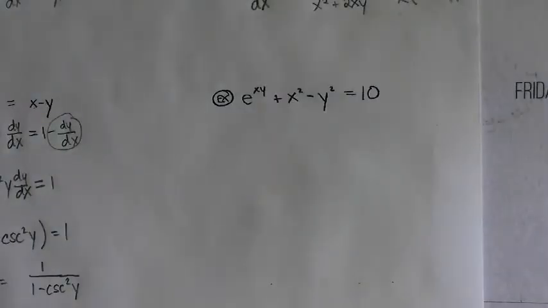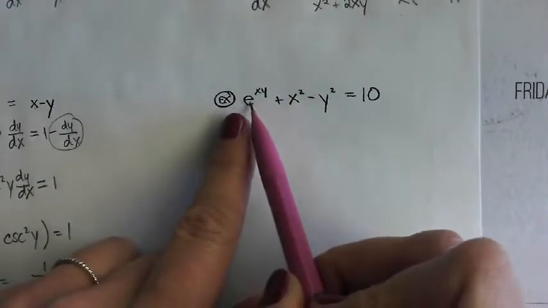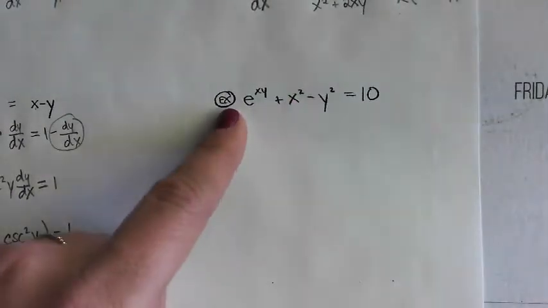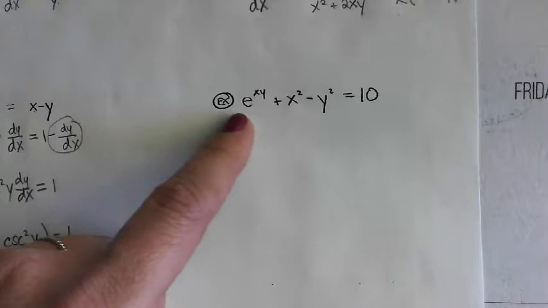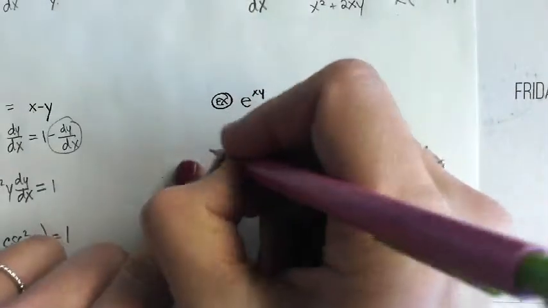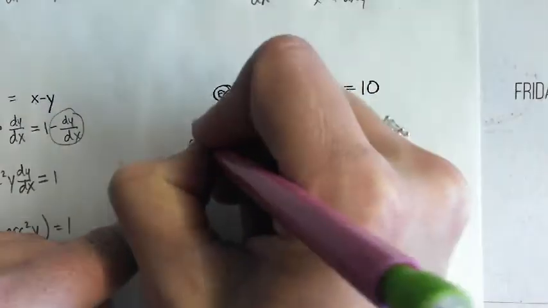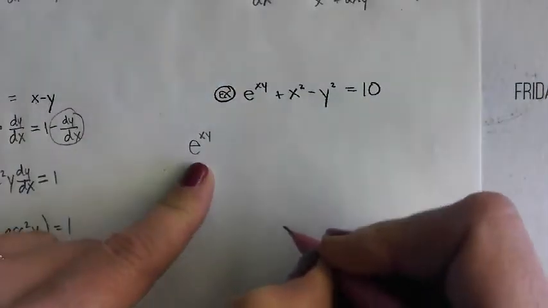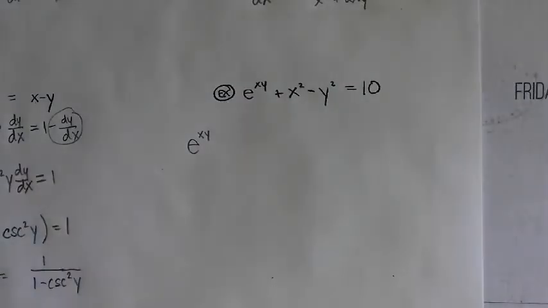Here's another one. e to the xy. Let's go with Kyle. What's the derivative of e to the xy? Just this piece. It would be ln of u times e to the xy times. Are you following the exponential rule that you learned last night?